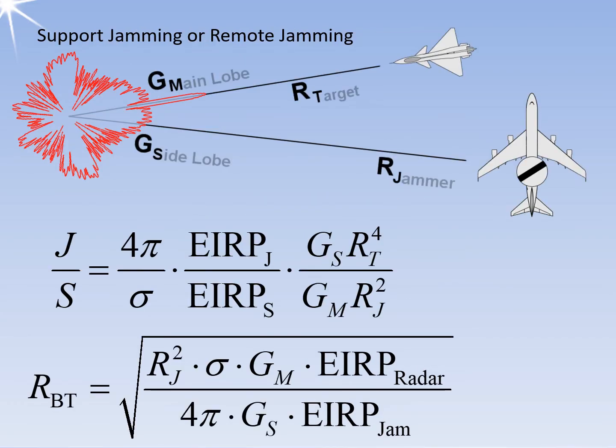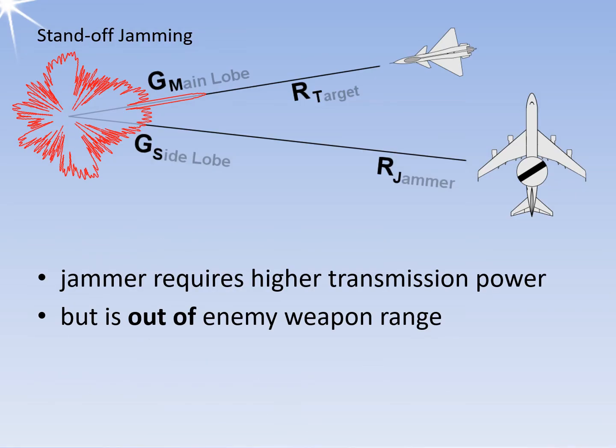With support jamming, the signal and jamming have a different antenna gain at the radar. In this case, the jammer must compensate for the side lobe attenuation by increasing the transmitting power. A larger transmission power is needed to cover longer distances during standoff jamming. A jammer can generate relatively large effective radiated power.